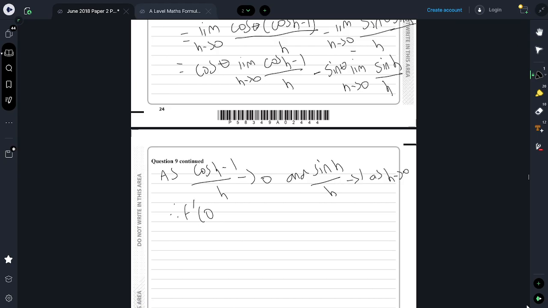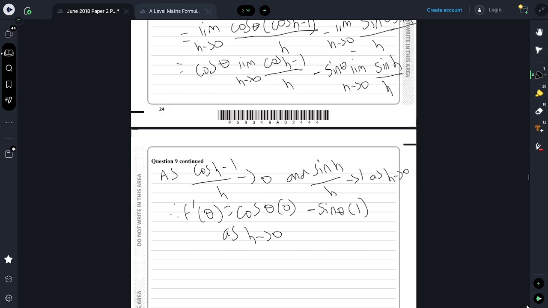So therefore f dash of theta, so our derivative function, wow, that's going to be cos theta times 0 minus sine theta times 1, as h tends to 0. That's important here. The only reason we are substituting in is because we're saying h tends to 0 here. So this tends to 0 and this tends to 1.